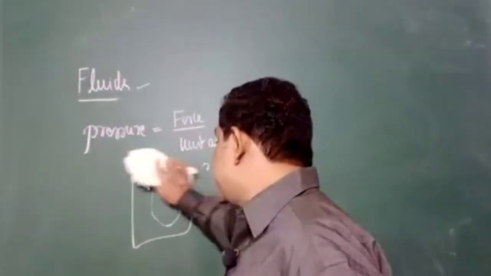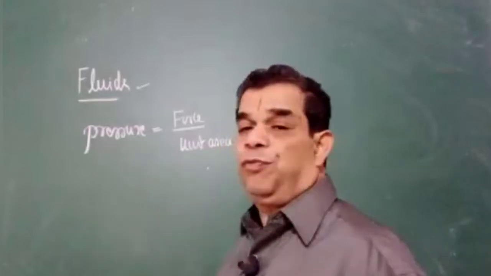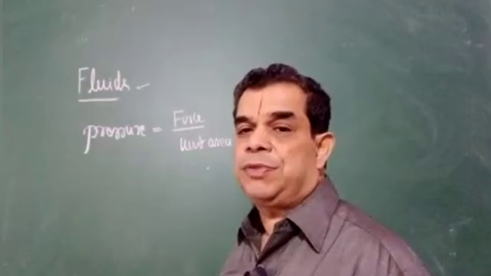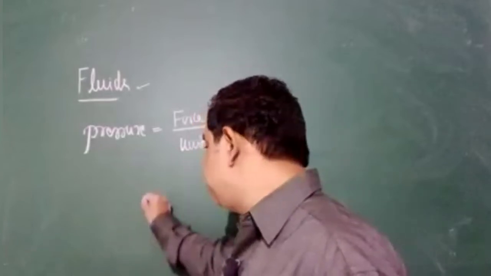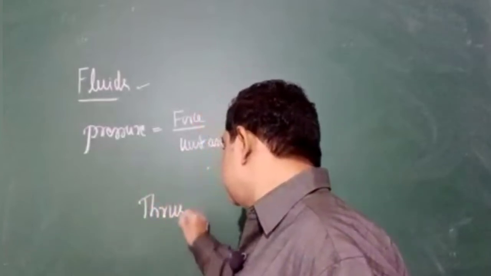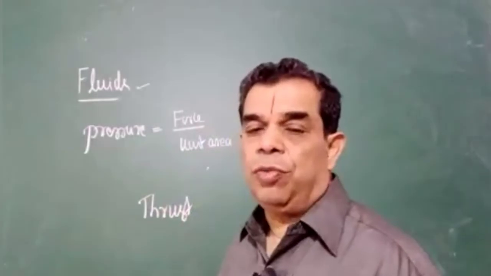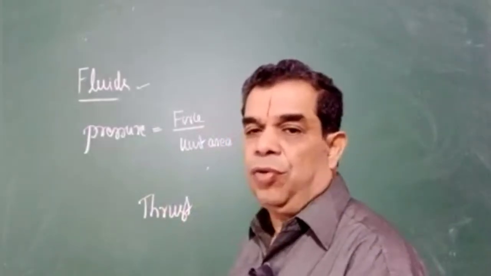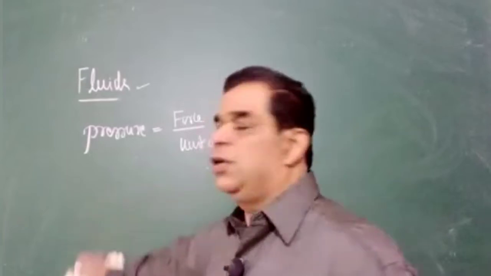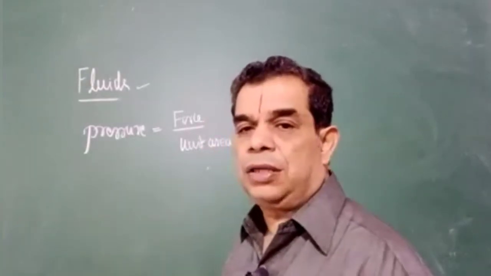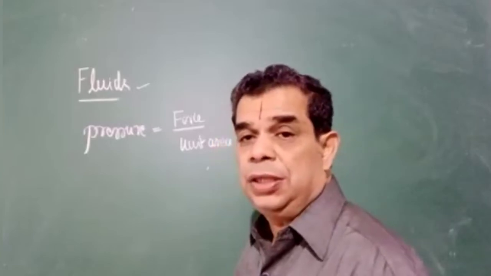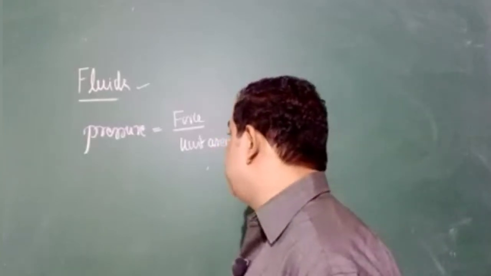So pressure is defined as force per unit area, fluid force per unit area. Sometimes we also call it thrust. In the new NCERT textbook, we have not used the word thrust, but in the olden textbook, they used the word thrust. Now we use only force per unit area, the pressure. So we go for that now.